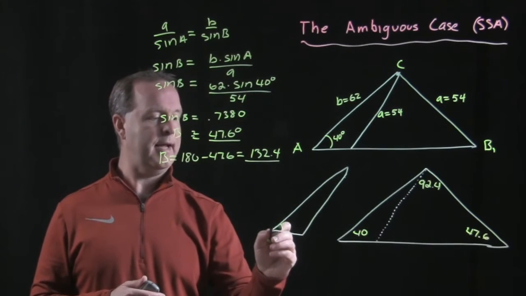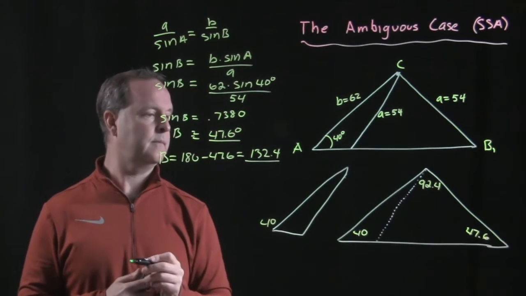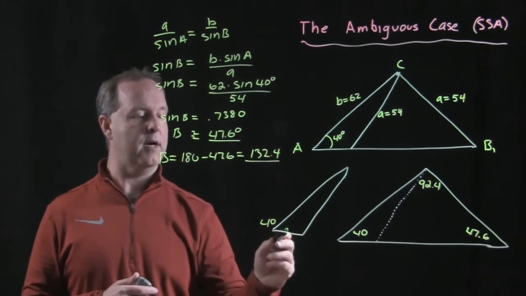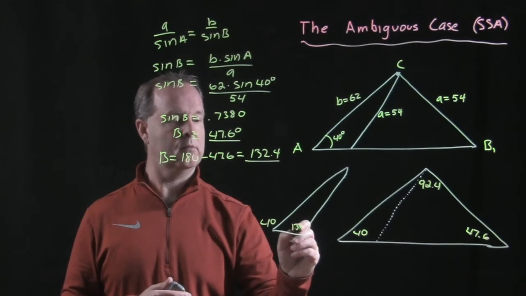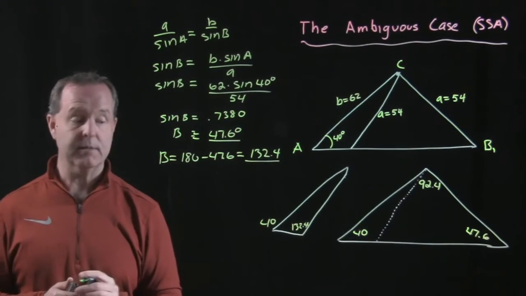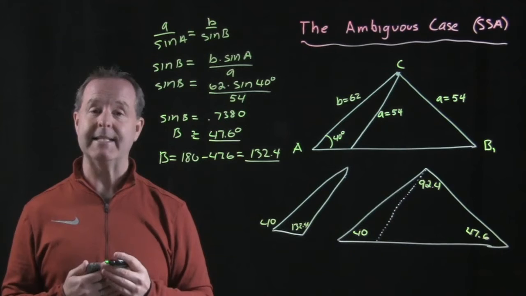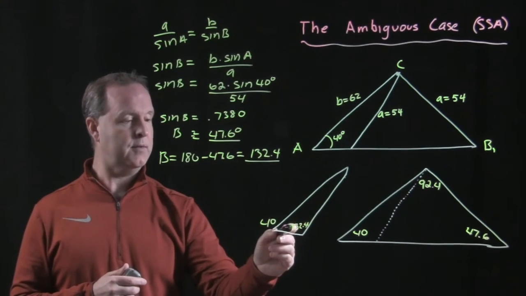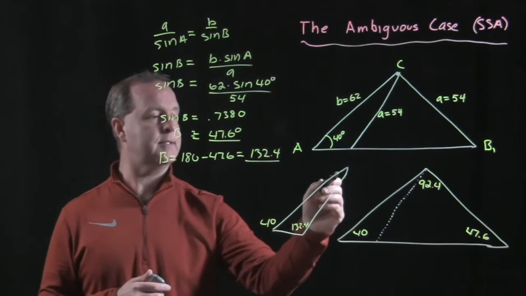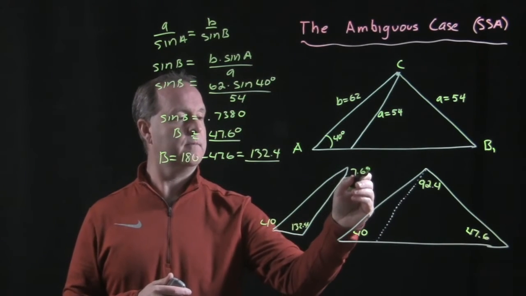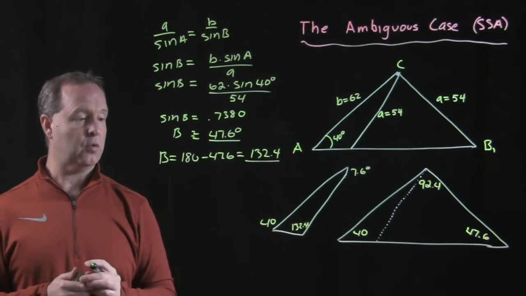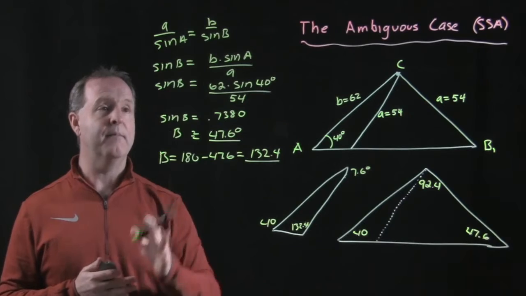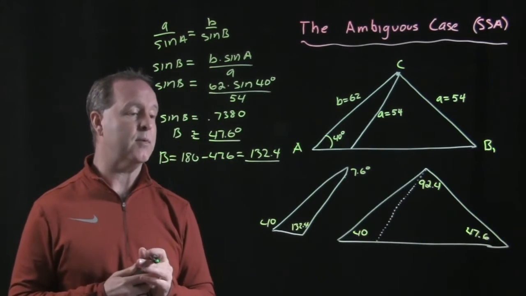This one, I have 40 right here, and I know that this angle we came up with is 132.4. That's possible because both of those together are less than 180 degrees, which tells me there's enough room up there. So that's 172.4, which makes the last angle 7.6. So all of those triangles are possible. Therefore, I have two triangles that could be part of this ambiguous case.